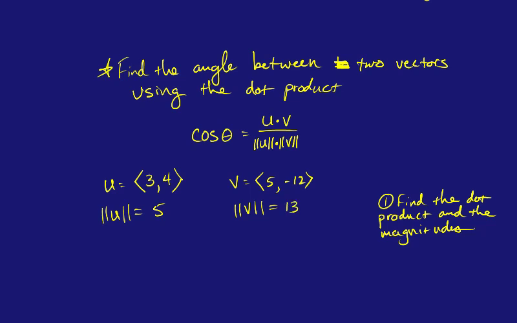Now to do the dot product, we're going to do u times v. And remember, we're going to do the horizontal components multiplied together. So 3 times 5 plus, right, 4 times -12. So what do we got? We have 15 plus -48. So I think that's going to be nice as -33. So that's the dot product.